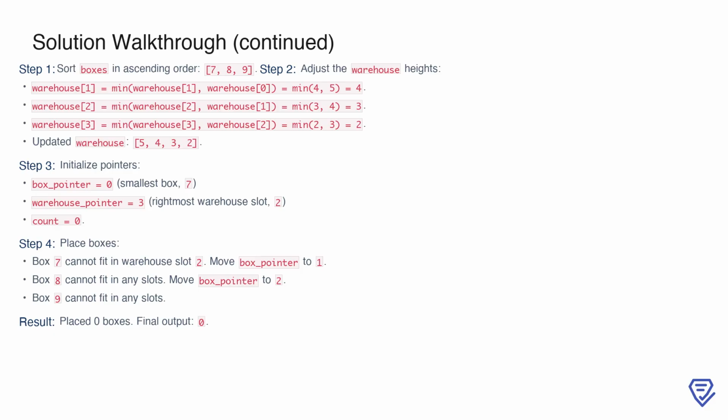We initialize the box_pointer to 0, pointing to the smallest box 7, and the warehouse_pointer to 3, pointing to the rightmost warehouse slot of height 2. The count variable is again set to 0.